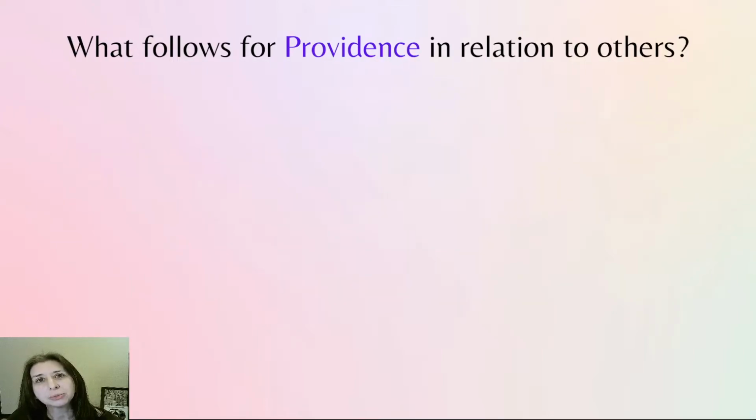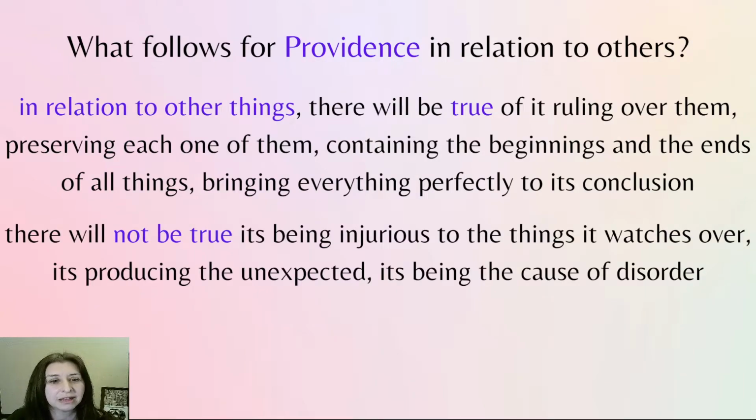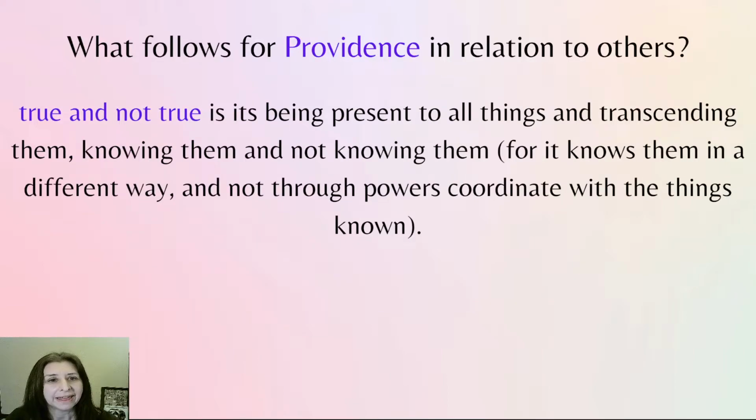What follows for providence in relation to those things that participate in providence? Well, in relation to other things, there will be true of it ruling over them, preserving each one of them, the goodness that preserves and keeps it whole, containing the beginnings and the ends of all things, and bringing everything perfectly to its conclusion. That idea of a conclusion is one that's worth coming back to, to think about what that means. Not true of it, being injurious to the things it watches over, producing the unexpected or being the cause of disorder. And then partly true, partly not true, the idea of being present to all, immanent, and being transcendent. So if it's both, then there's a sense in which each is true and each is not true.